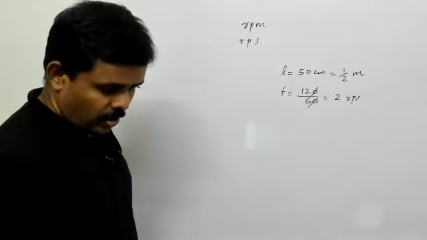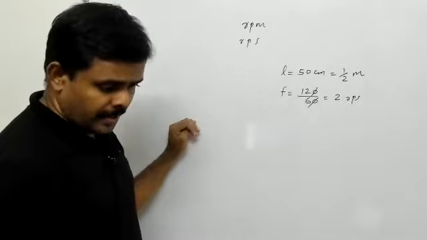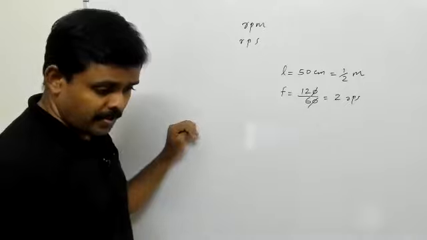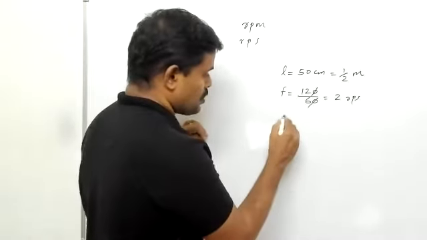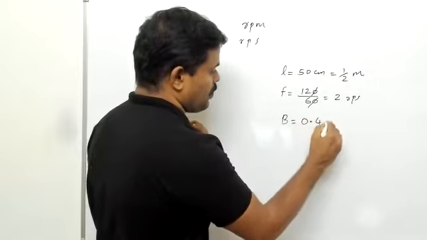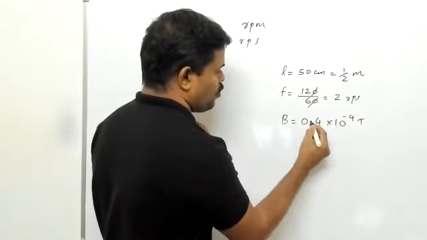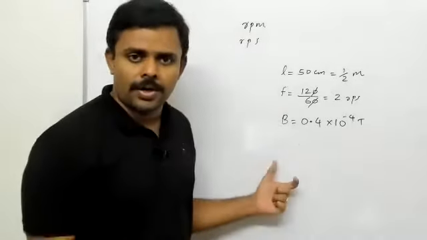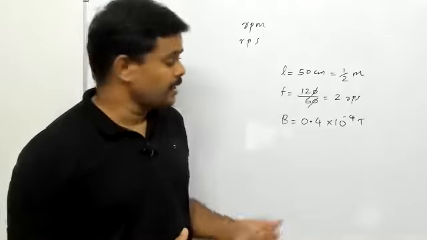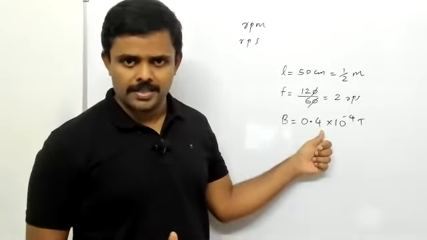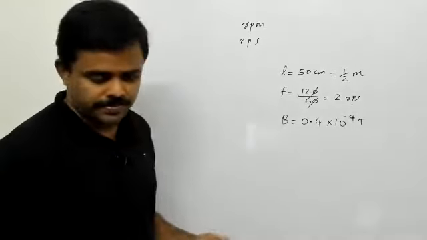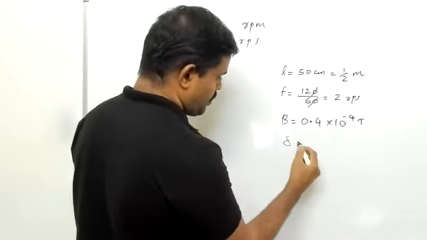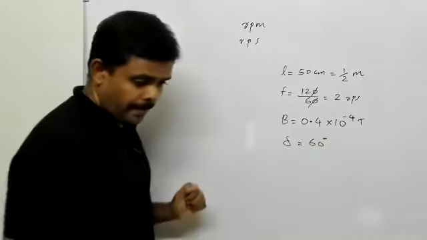The wheel rotates in a plane normal to the horizontal component of the Earth's magnetic field. The Earth's magnetic field at the place is 0.4 Gauss. So the magnetic field is 0.4 into 10 power minus 4 Tesla. Why 10 power minus 4? Because it is given in Gauss, which is the CGS unit for magnetic field, but you need to convert that to SI, Tesla. And the angle of dip is 60 degrees.